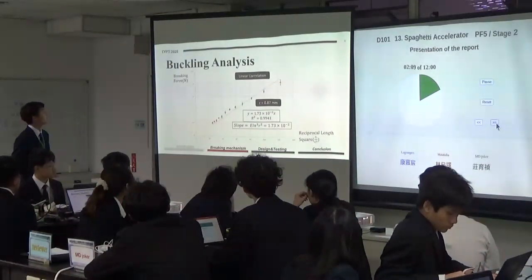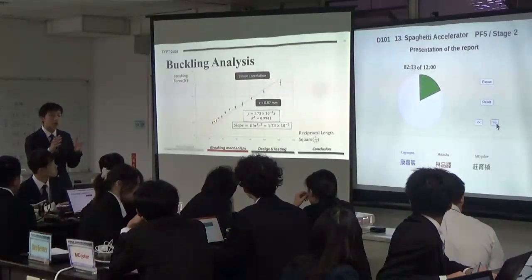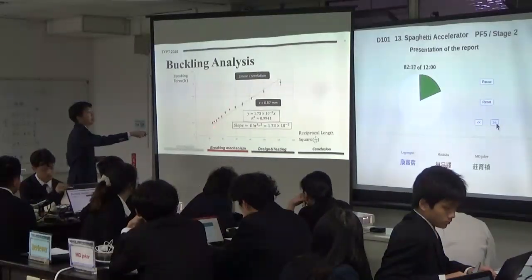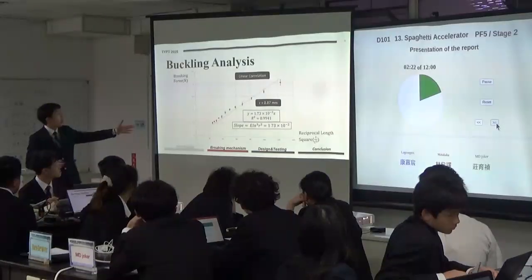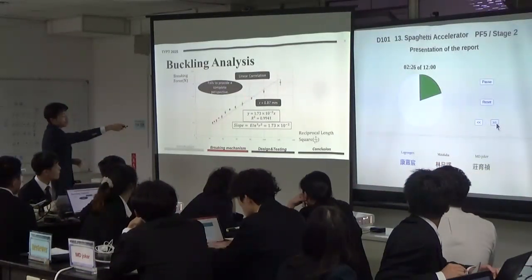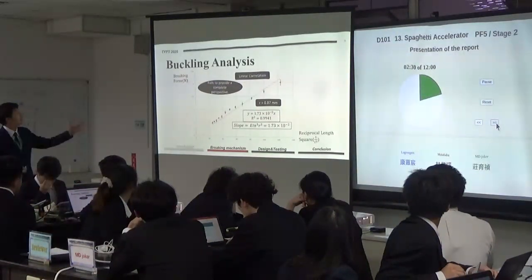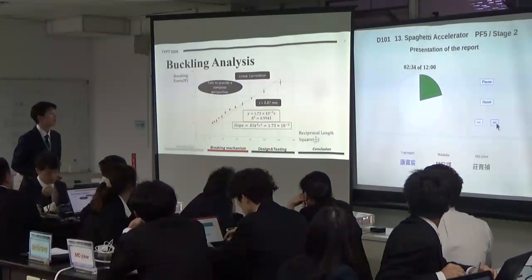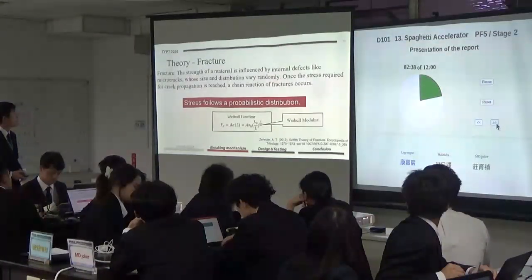And so now, let's talk about the buckling analysis, where we only take the small part of the previous slide, which is the linear part, for the analysis, where we can calculate the slope, and we can calculate the buckling system. But it fails to provide a complete perspective, as it only discusses the part that includes buckling. And now, let's talk about the theory of fracture.